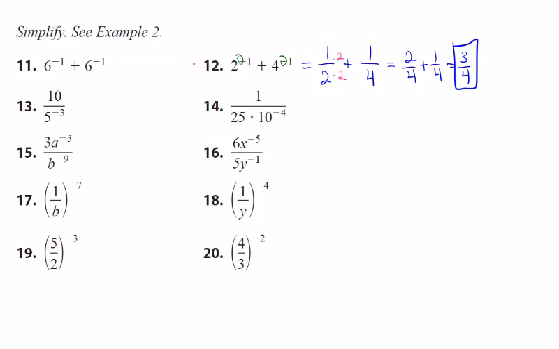Number 14. So here I have 1 over 25 times 10 to the negative fourth. So since I'm multiplying 25 by 10 to the negative fourth, I can actually separate those. Those are two factors, and so since I have 10 to the negative fourth, I can actually bring that to the top. I can flip it. So it'll become 10 to the positive fourth over 25.